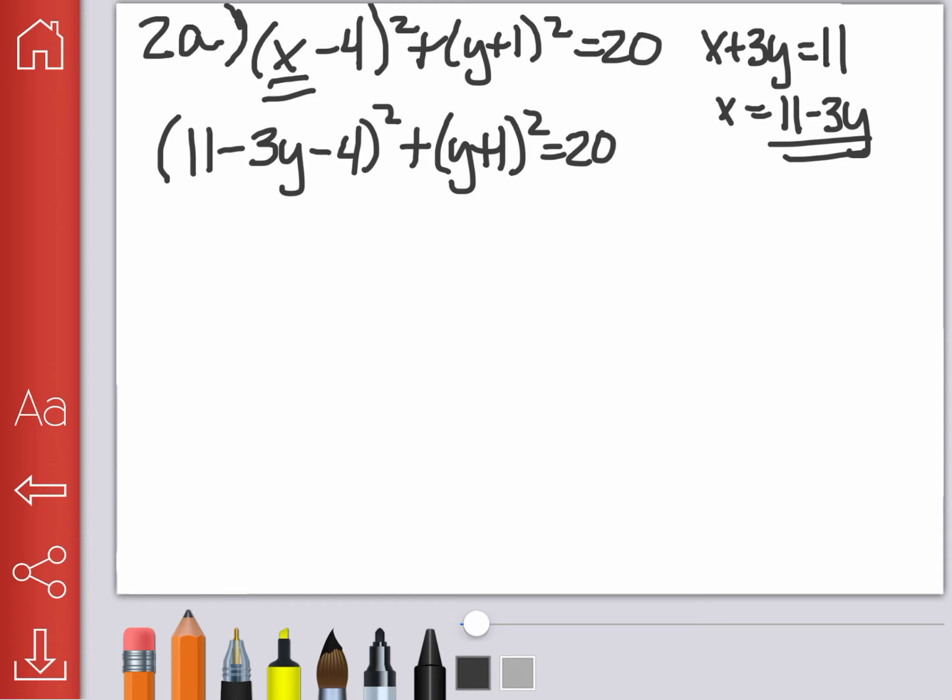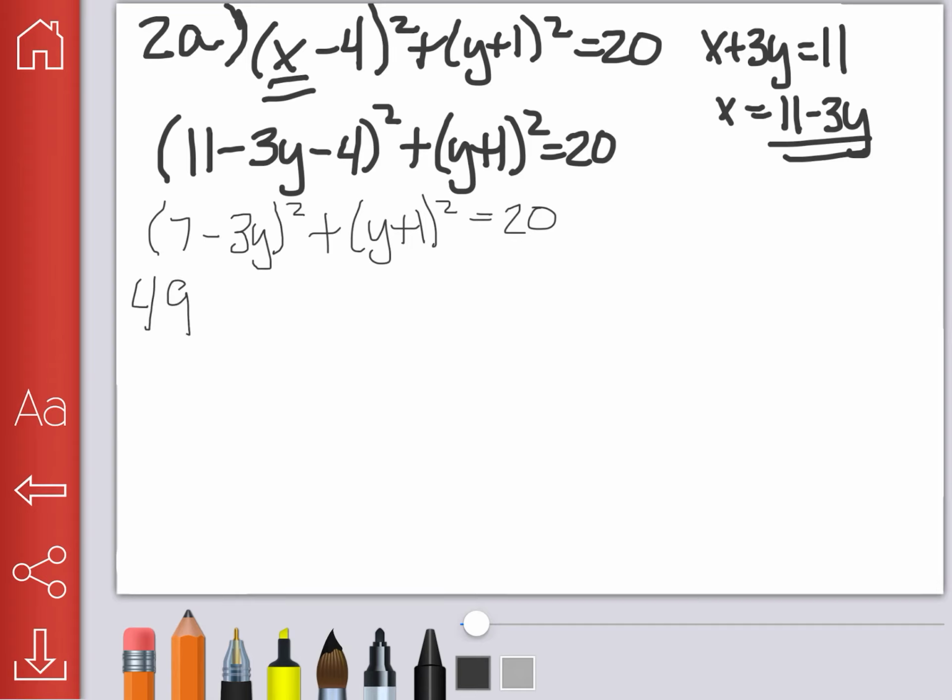My marker's a little bit thick here. So 11 minus 4 is 7. So I've got 7 minus 3y squared. Then I have y plus 1 squared equals 20. This is when your algebra skills have to be spot on, you guys. Like, you need to be really, really careful, okay? 7 minus 3y, we're going to be doubling the squash here. So 7 squared is 49. Double the squash. The squash is negative 21. Doubled would be minus 42y. And then 3y squared would be plus 9y squared.